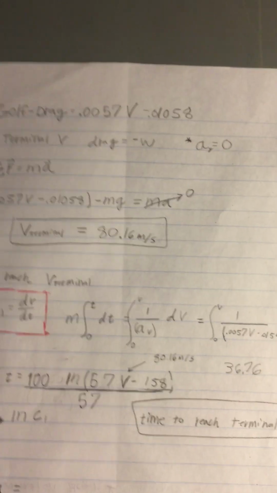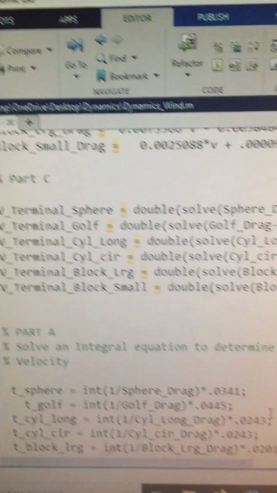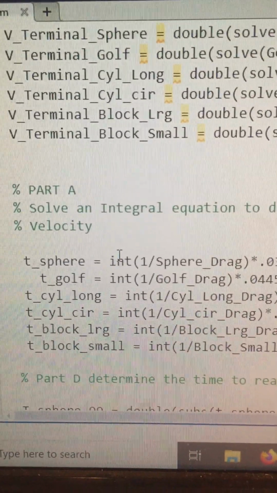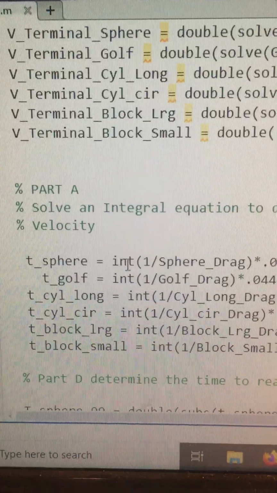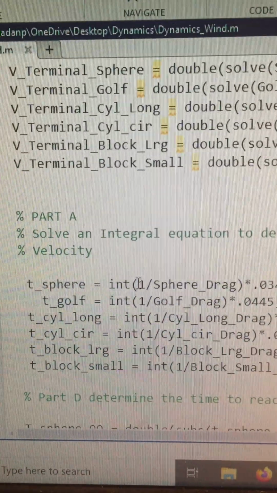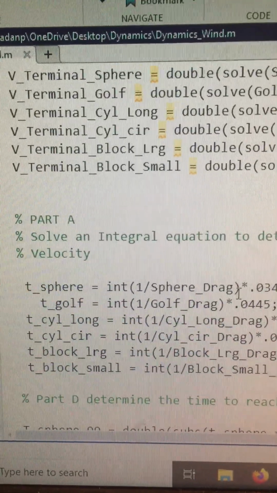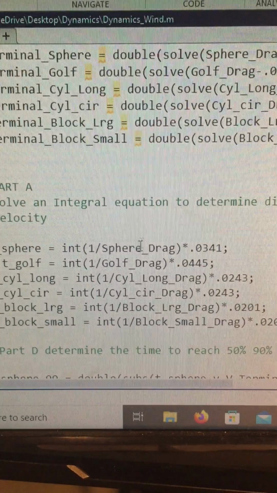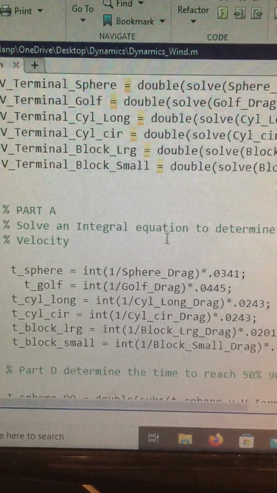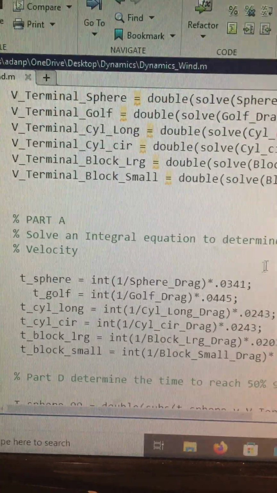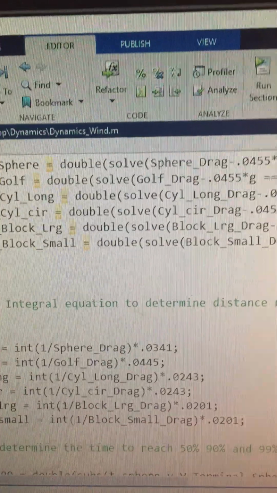And so doing the same thing in MATLAB, I have the variables here for each of them, and then I use the int command to integrate. Looking at the format for how we rearranged it, we know it has to be 1 over our acceleration equation, which is mass times acceleration. So that's why I put the masses in as well. And then running that, we're able to get a general equation.